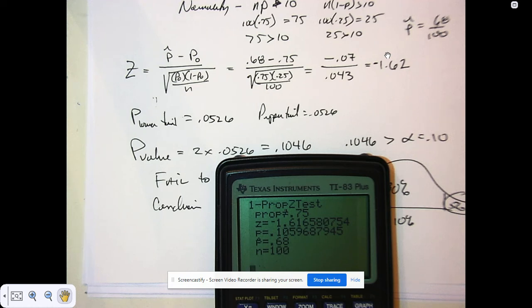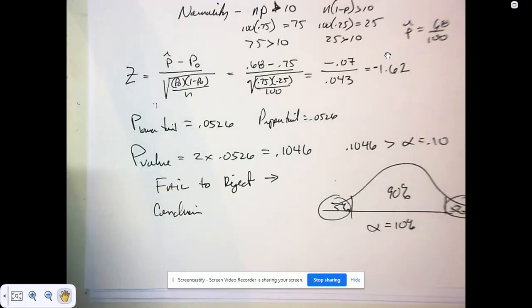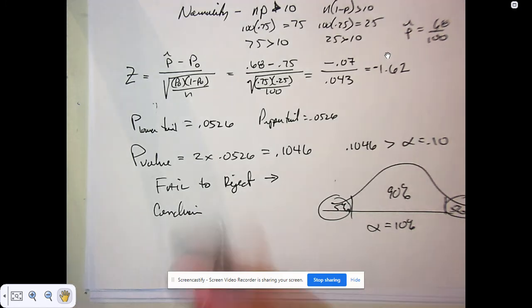Okay? All right. So understand when you get the p-value here on the calculator, you don't have to double it because it's already done it. Okay? It's already done the p-value for you. You just have to make sure that you put 1 proportion z-test and not equal, not the less than, not the greater than. Okay? Hope that clears some things up.